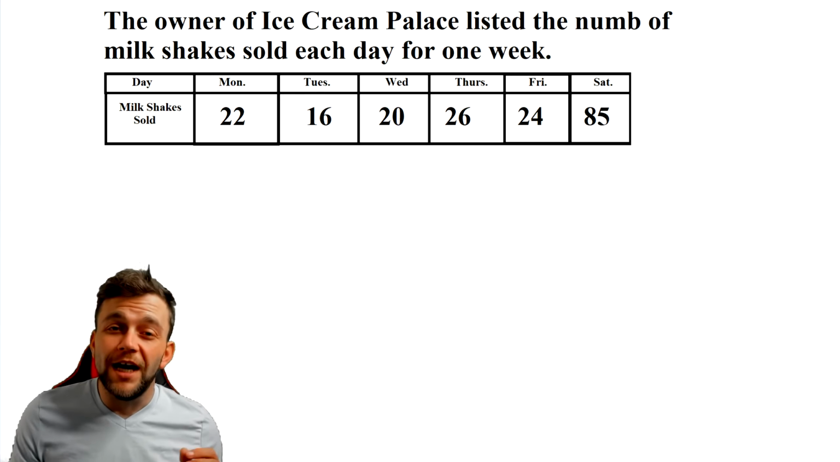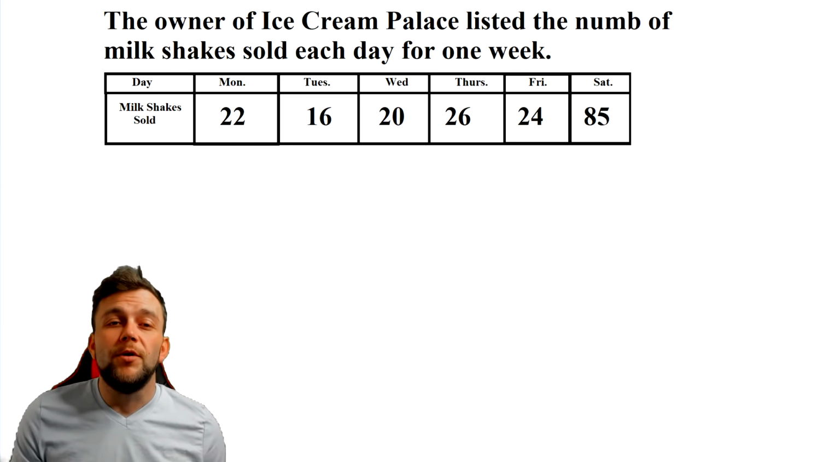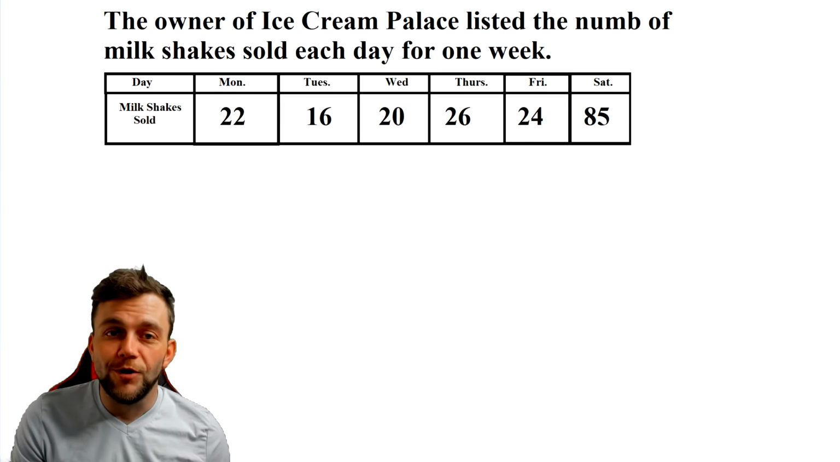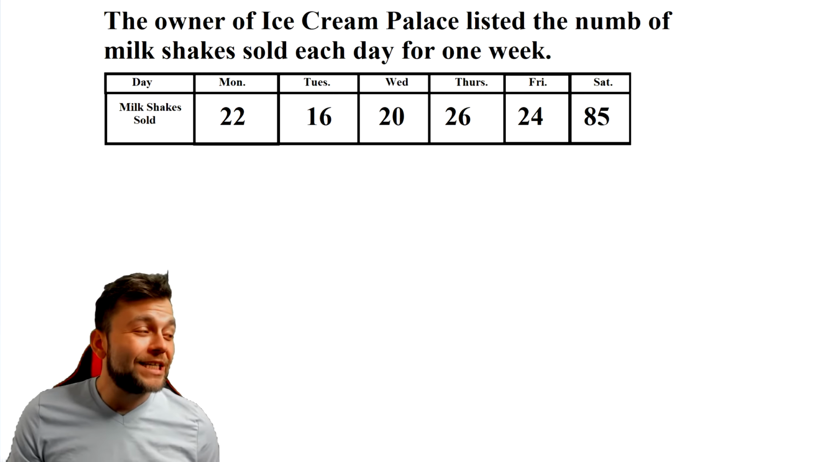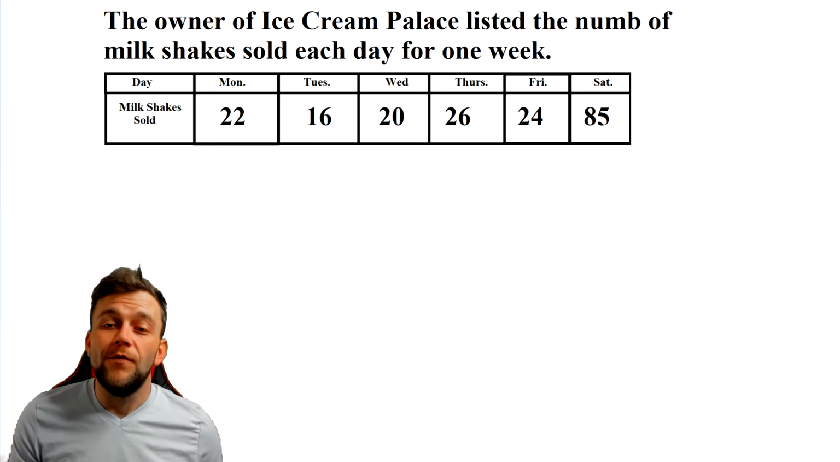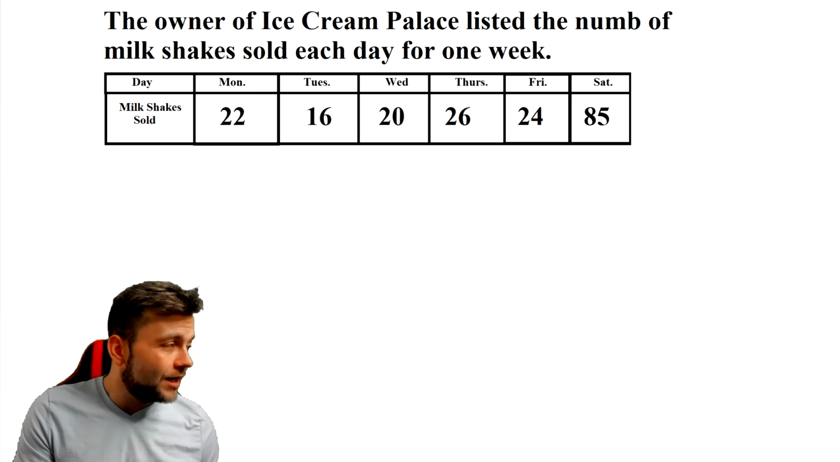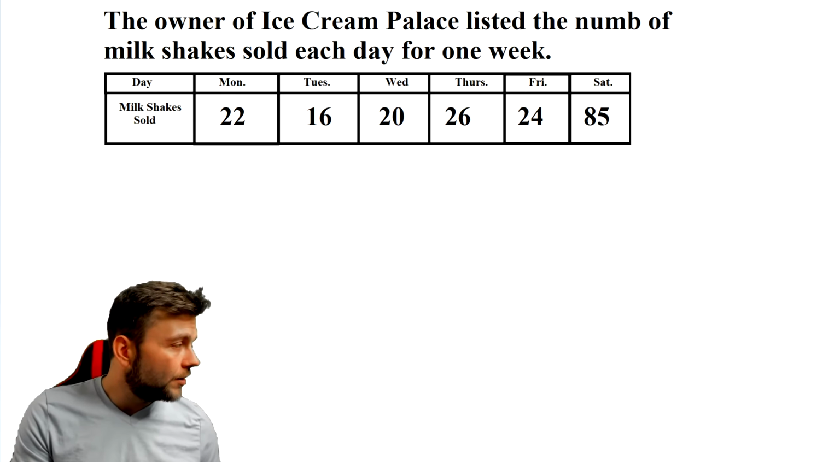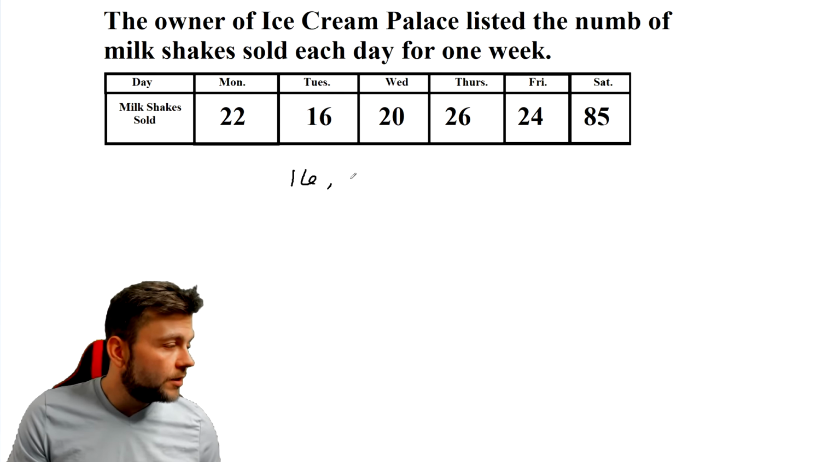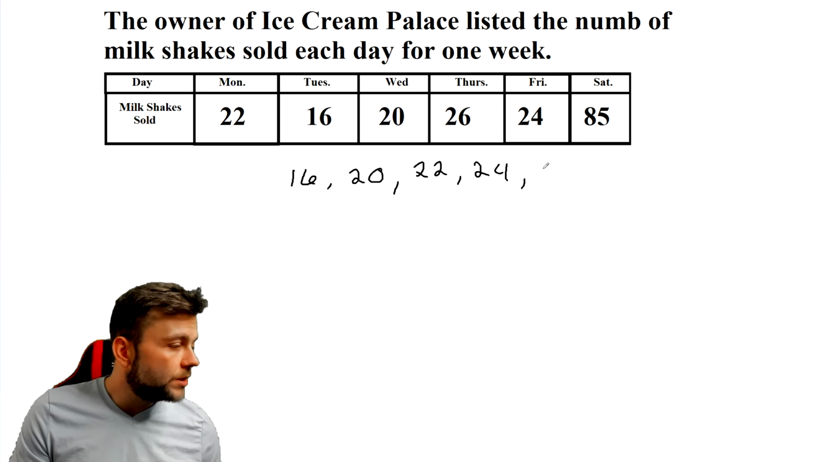So the owner of the ice cream palace has listed the number of milkshakes, oops, I forgot to change the word number again, sold each day for 1 week. We have 22, 16, 20, 26, 24, and 85. So let's just go ahead and list these out from least to greatest. So we have 16, 20, 22, 24, 26, and 85.